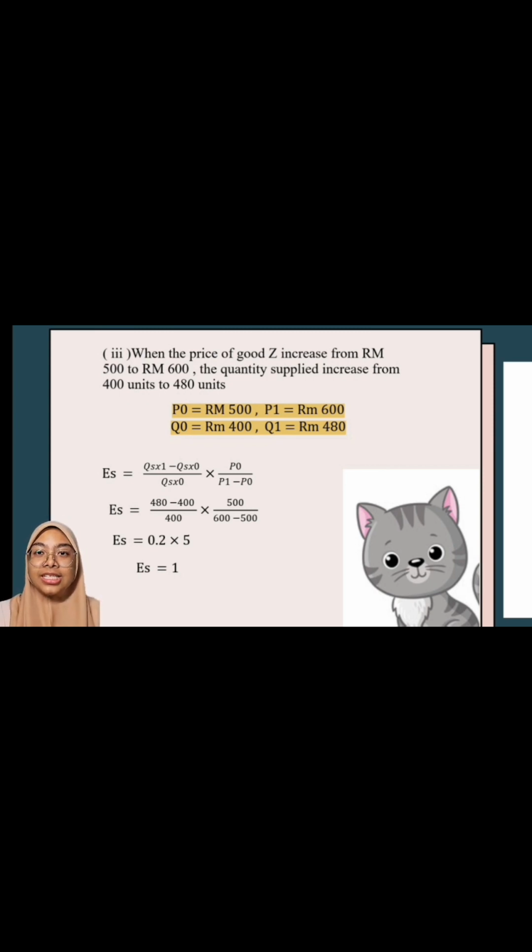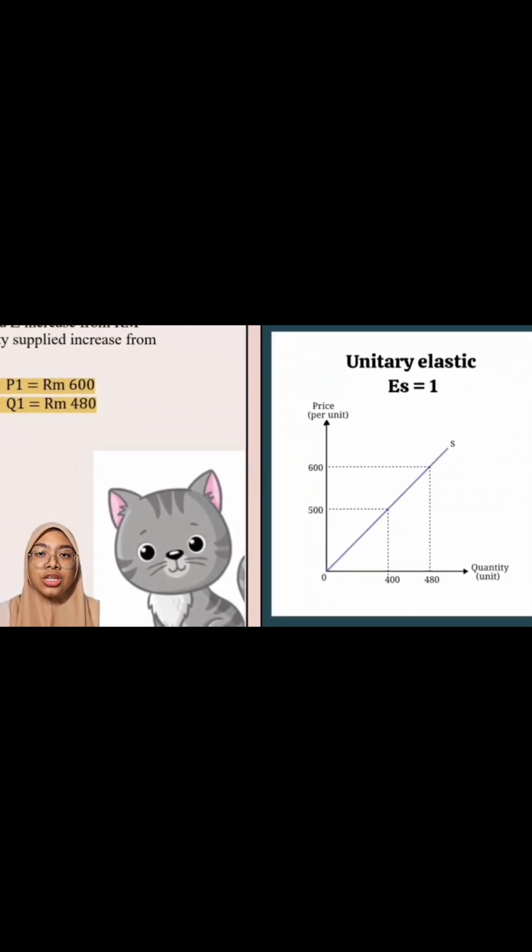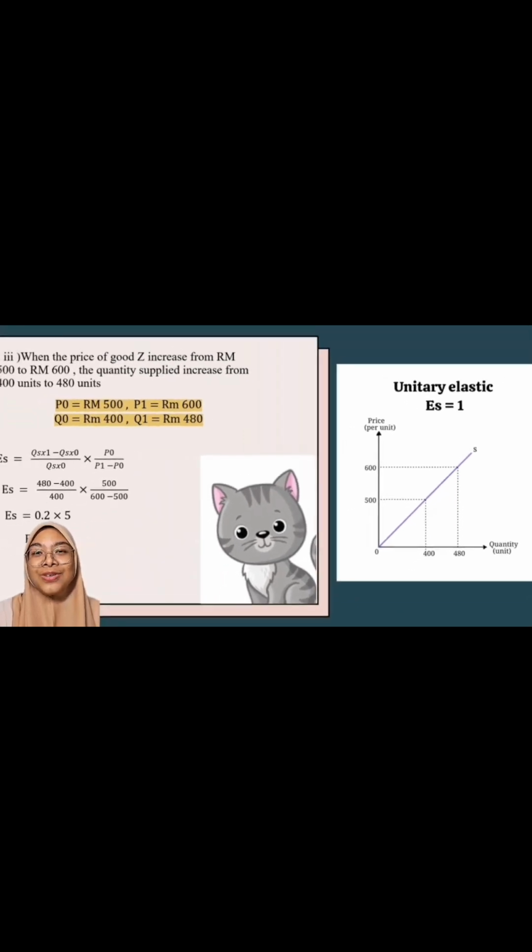After that, calculate the details, and the answer will be elasticity of supply equals 1, which means it's unitary elasticity. Why unitary elastic? Because the percentage change in price is equal to the percentage change in quantity supplied. As you can see on the graph, the supply curve becomes like that because the supplier has responded with an equivalent percentage change in quantity supplied from Q0 to Q1 as the price changed from P0 to P1.